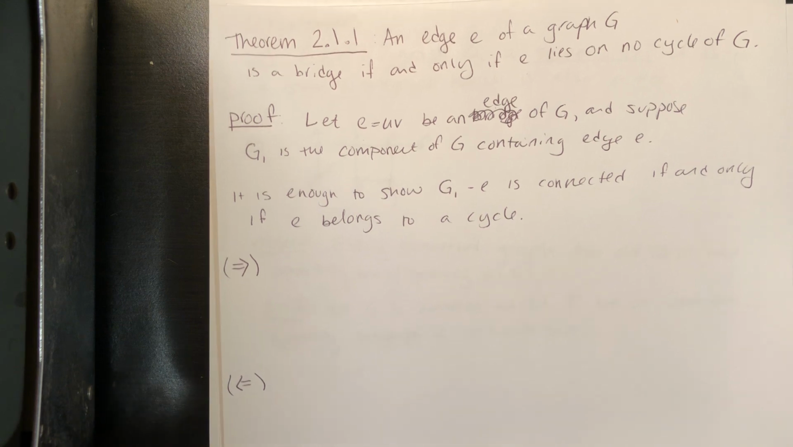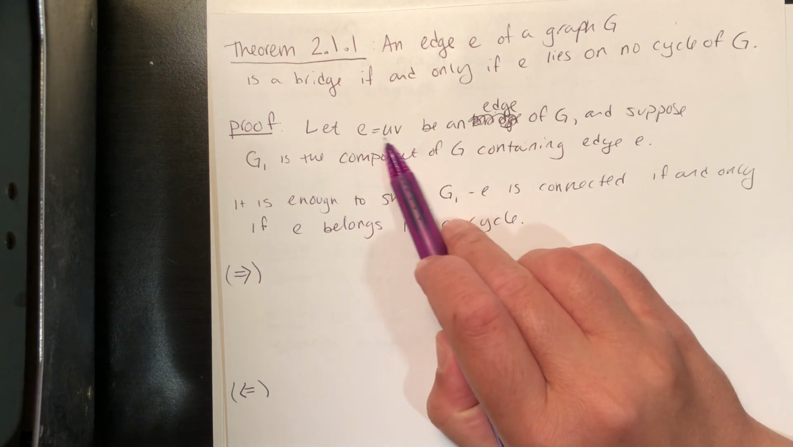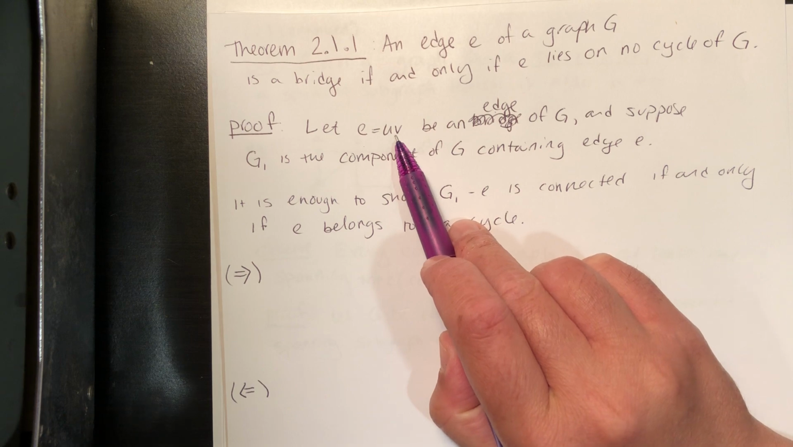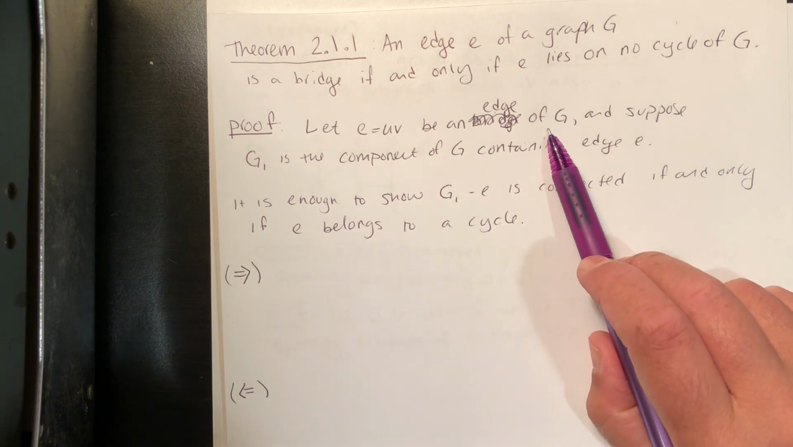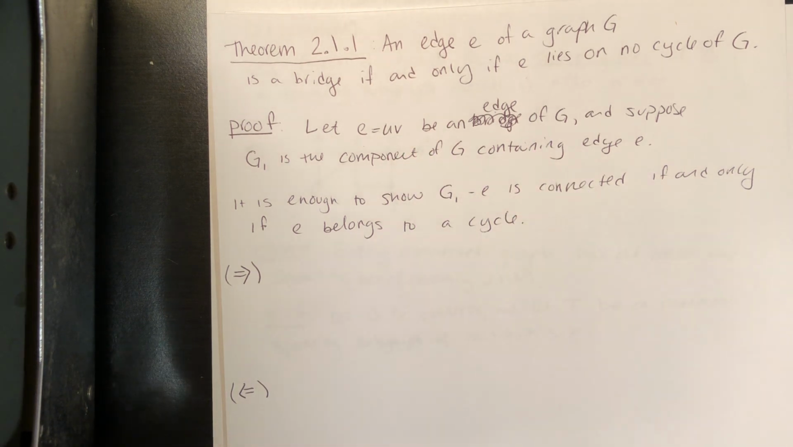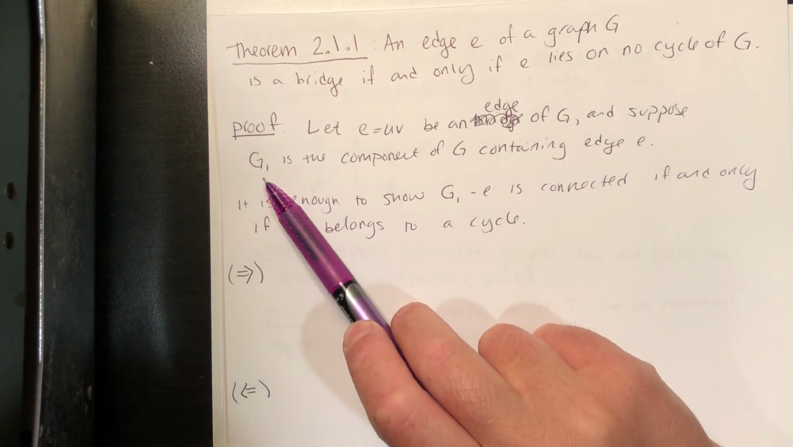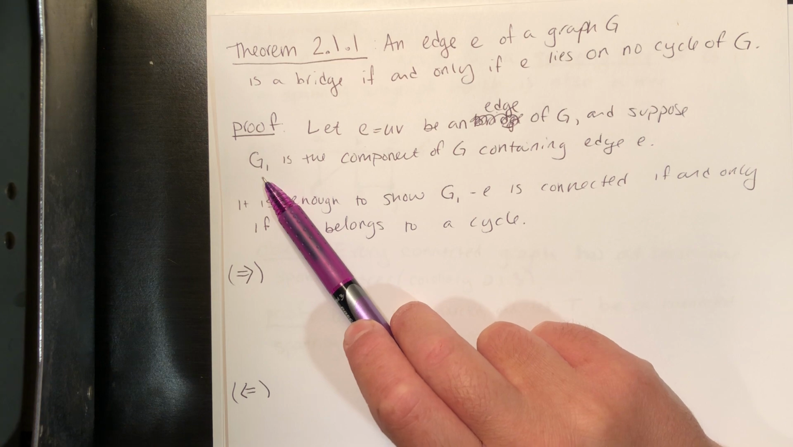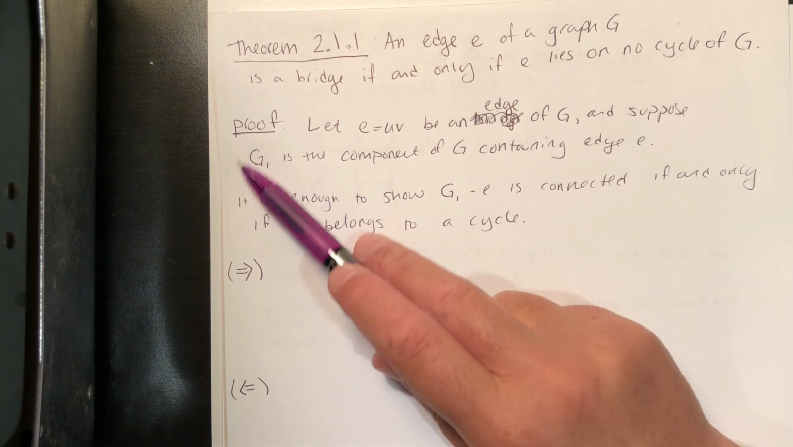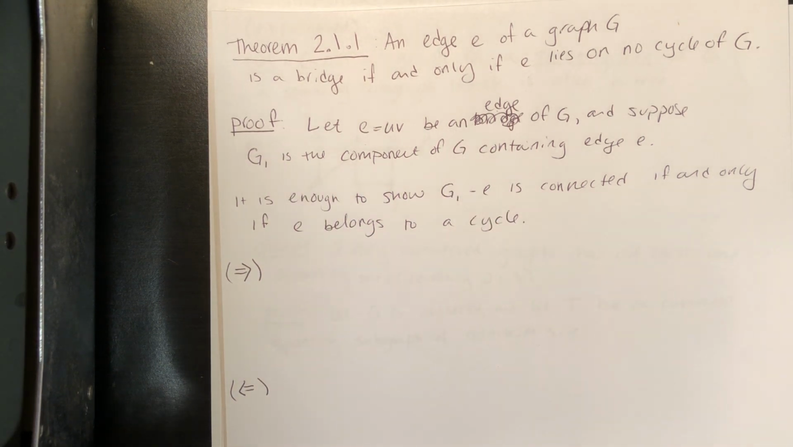Let E, which is equal to UV, where U and V are the endpoints of this edge, be an edge of the graph. Remember, it might be part of a connected graph already. G might already be connected, or G might be disconnected, in which case to be a bridge would mean that removing it will disconnect that component. So let's assume that E is a part of the component G1 in the graph. Because the graph might be connected, that component might be the entire graph itself.